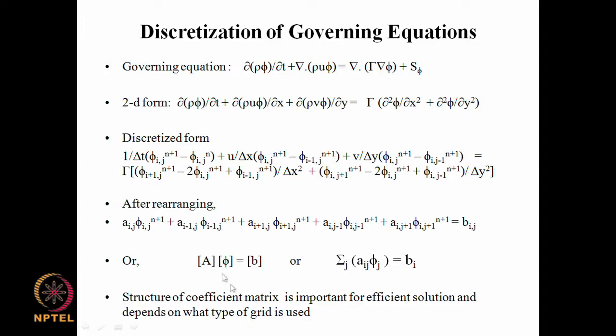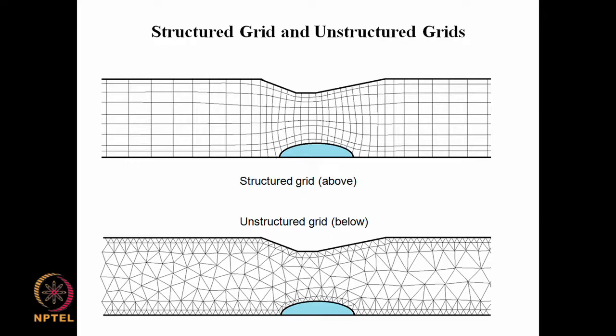So the structure of the coefficient matrix A here is important for efficient solution and depends on what type of grid is used. We briefly alluded to a structured grid and unstructured grid. So let's now make a distinction between the two, because we have seen how to discretize on this kind of rectangular grid that we see here, and we have also seen how to do the discretization of a governing equation on a triangular grid.